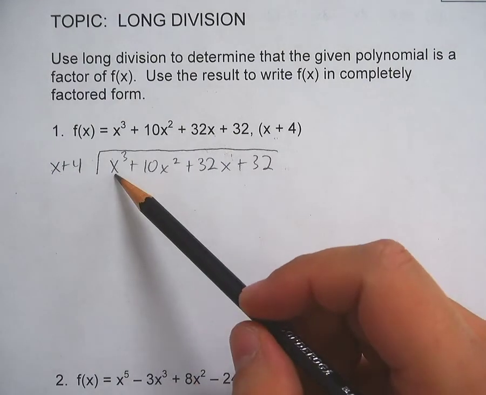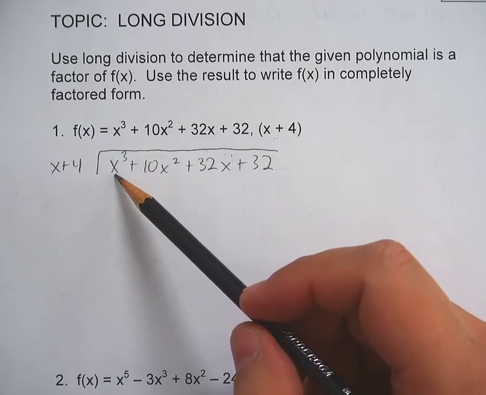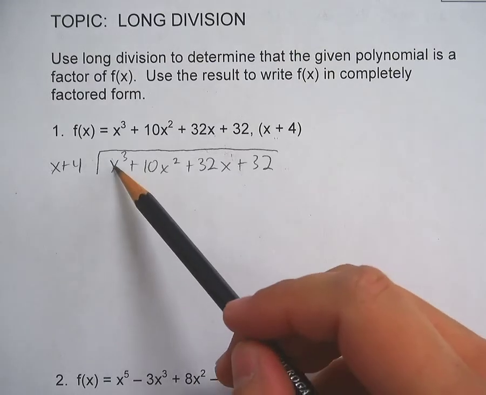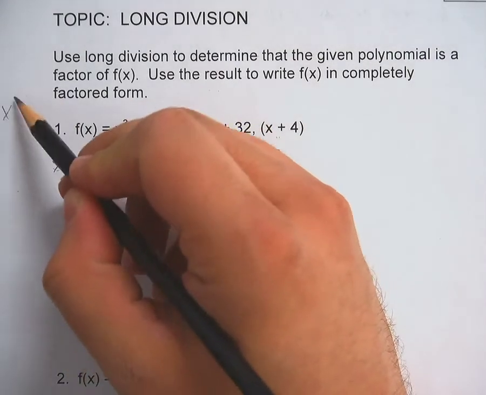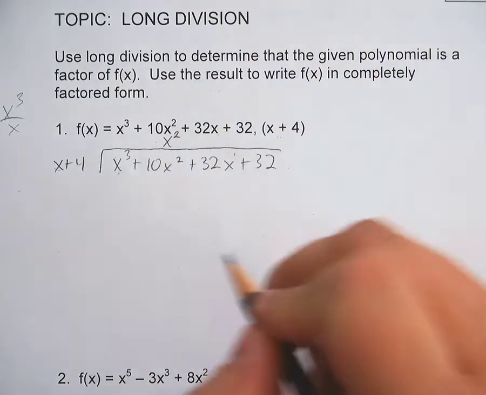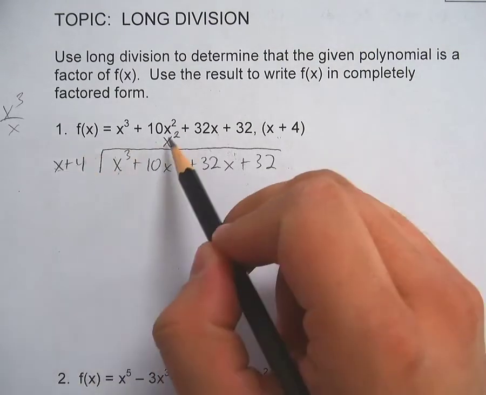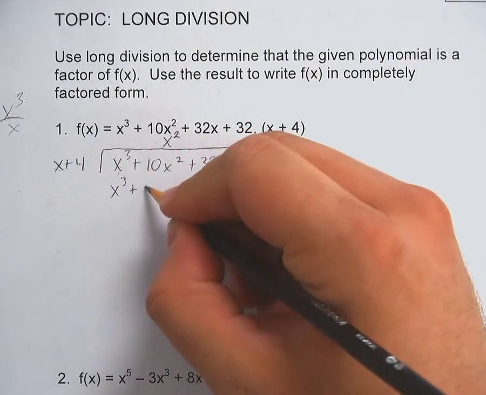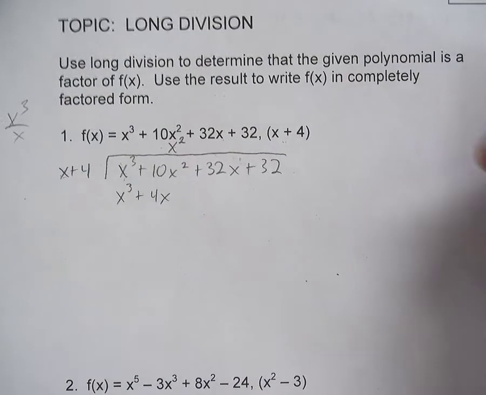x goes into x cubed how many times? If I divide x cubed by x, what am I going to get? Well, I'm going to get x squared. Now remember, this times this should give me x cubed, so I'm going to multiply it back through now. x squared times x is x cubed. x squared times 4 is 4x squared. If you only focus on the x, the 4 is just kind of along for the ride.